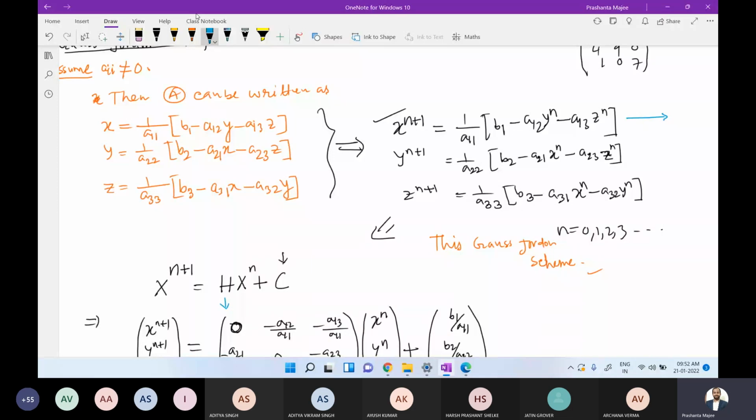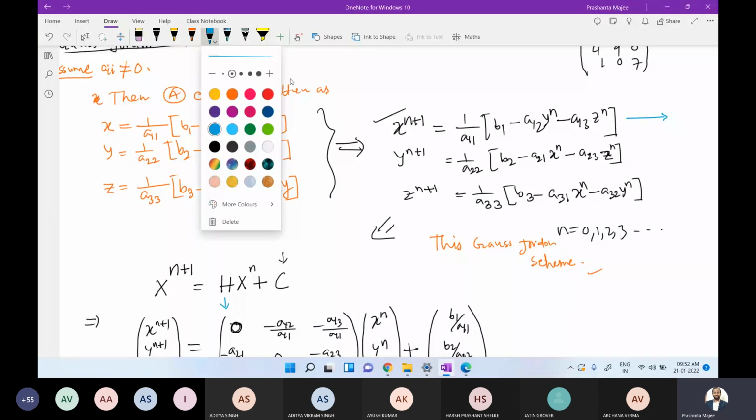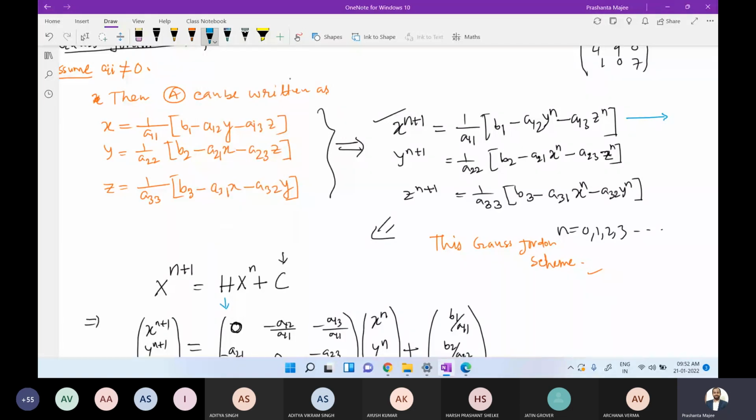In the nth plus 1 value of y, which values are used? x in the nth iteration and z in the nth iteration, but we now have the value of x in the n plus 1th iteration, so we can improve this value of n. We can replace it by n plus 1. In the value of z n plus 1, which values are used? x in the nth iteration and y in the nth iteration. But by this time we already have improved values of x and y. So here also we can improve x n and y n.